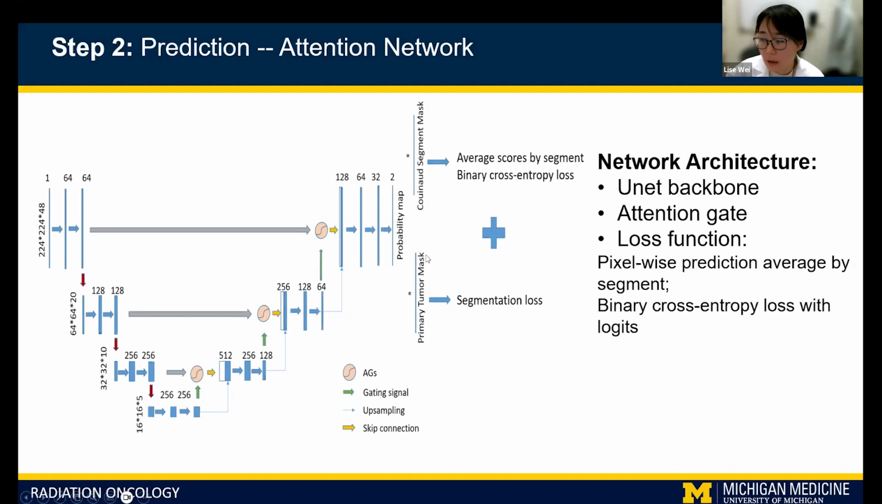And this is an auxiliary or surrogate task that can help with the final prediction on top. So we have the primary tumor mask. We can also get the segmentation loss, so that if the network learns where the tumor is, it might help to get some more information relevant to our final task.